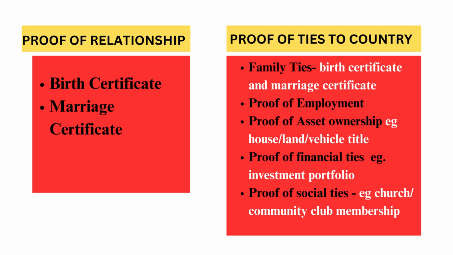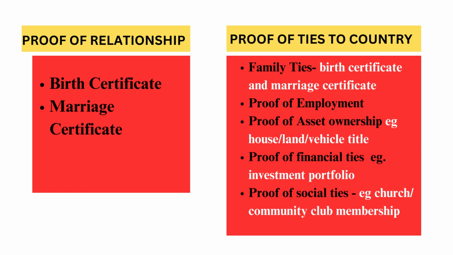Some of the things that we recommend for ties: one, you can show strong family ties. So for your strong family ties, we recommend showing your birth certificate, marriage certificate, proof of employment. We want you to show that you have a stable job in your country, so an employment letter will suffice. Proof of asset ownership. So if you own a car or any type of motor vehicle, if you own a house, if you own land, we recommend that you show a copy of the title of any of these.